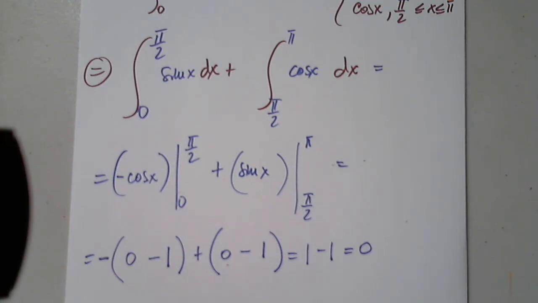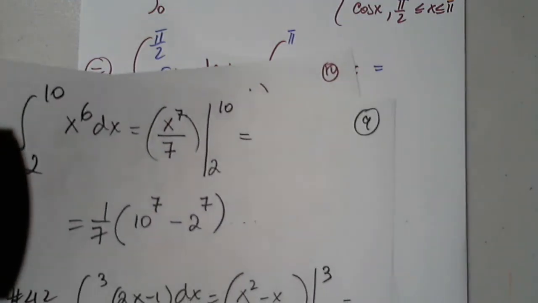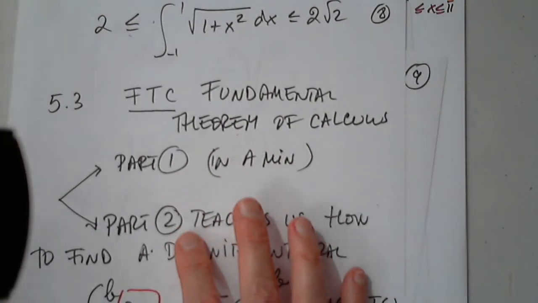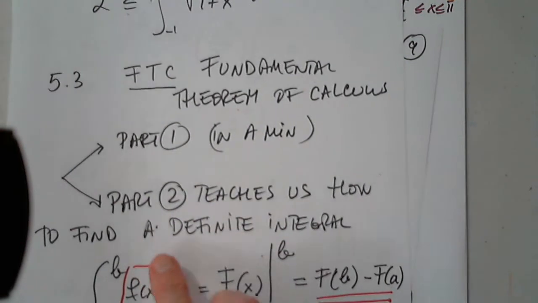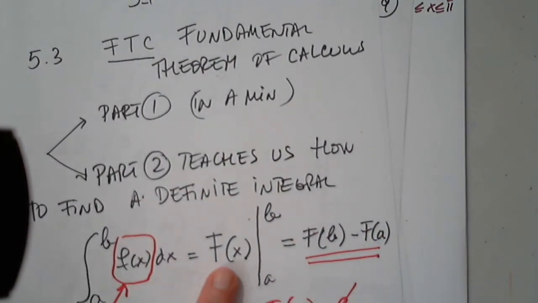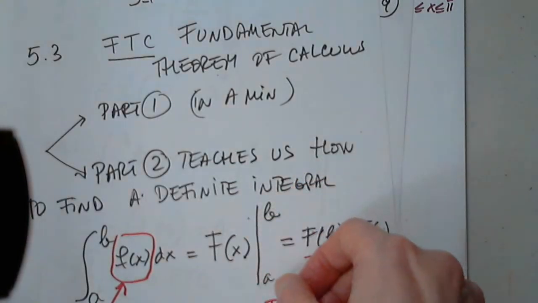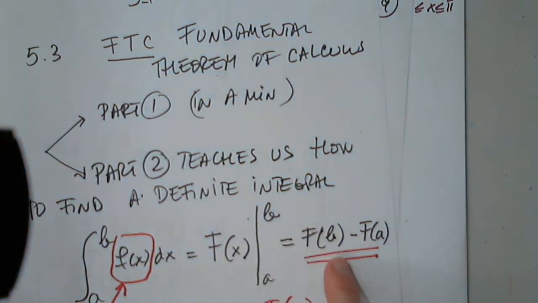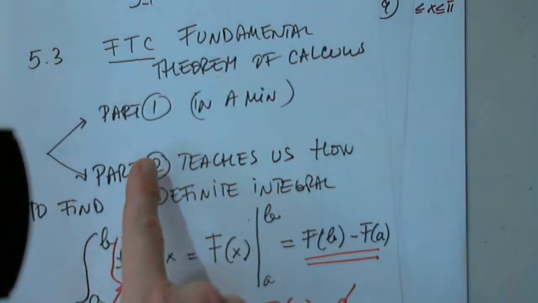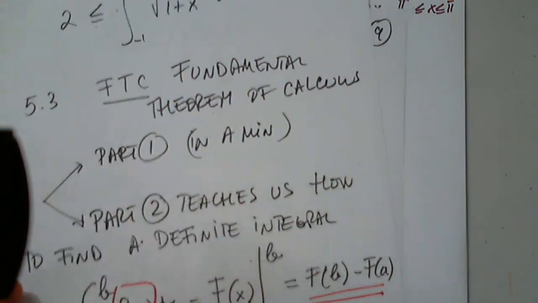A few minutes ago I said in a minute. So part 2 teaches us how to find the definite integral. How? Finding the antiderivative, evaluating it from a to b, plugging in b, subtract when I plug in a. So this was part 2. Now let's talk about part 1. What does part 1 teach us?